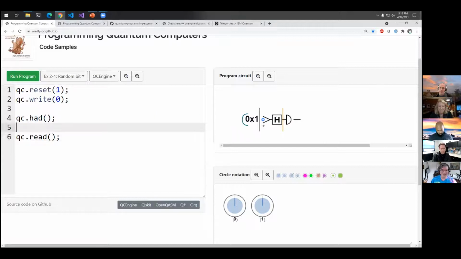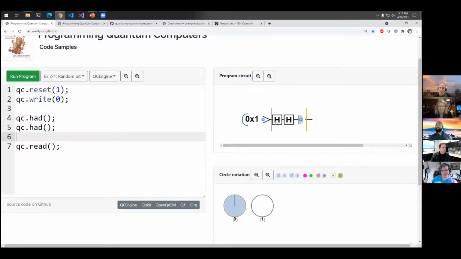Now, as I mentioned, had is reversible. So if we do 2 hads, it will put it into a superposition, and then I'll say not collapse it, but actually put it back to where it was before. And then if we read it, we have 100% chance of this being a 0.